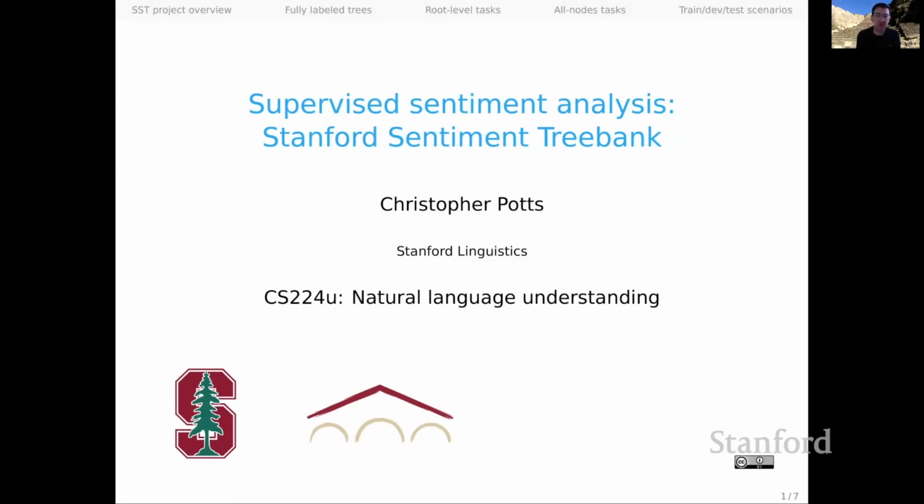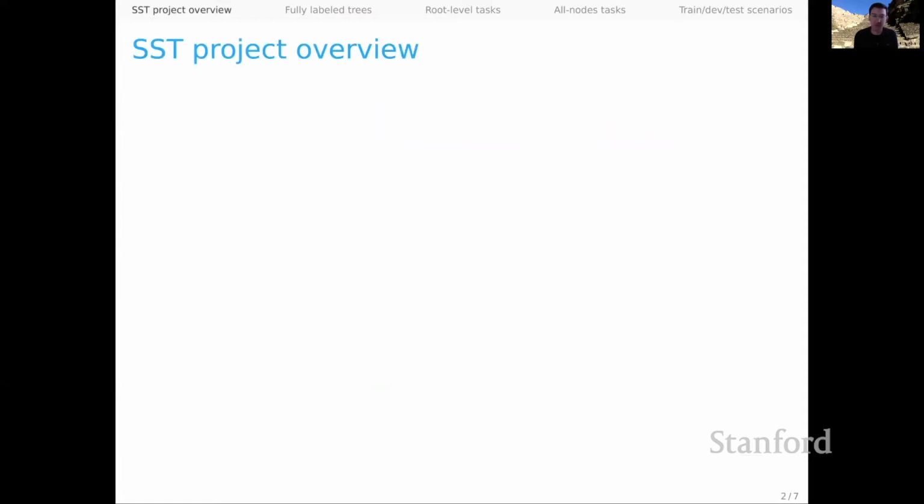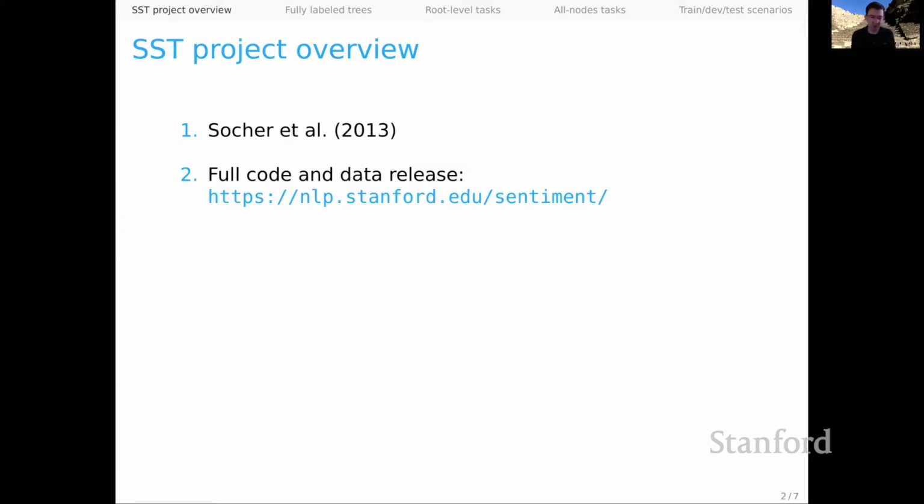This screencast is going to focus on the Stanford Sentiment Treebank. We start with a quick project overview. The associated paper is Socher et al. 2013. And I think this paper is a kind of model of open science.